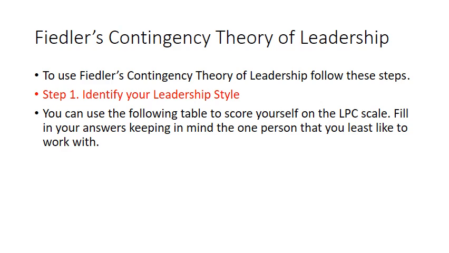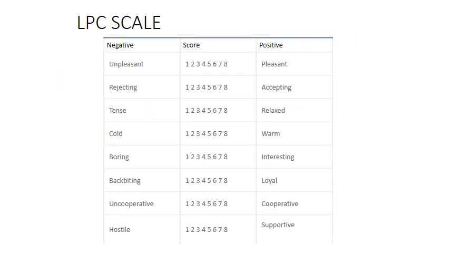So Fiedler's contingency theory of leadership has three steps to be followed. Step one is to identify your leadership style, which I already discussed. That is, whether you're relationship oriented or task oriented, which can be measured using the LPC scale. Fill in your answers keeping in mind the one person that you least like to work with. So we can see the LPC scale. It shows scores 1 to 8, negative and positive. In your mind there is one co-worker, so you should identify his characteristics, whether he is pleasant or unpleasant, rejecting or accepting.